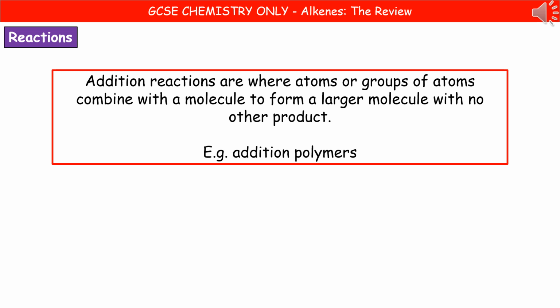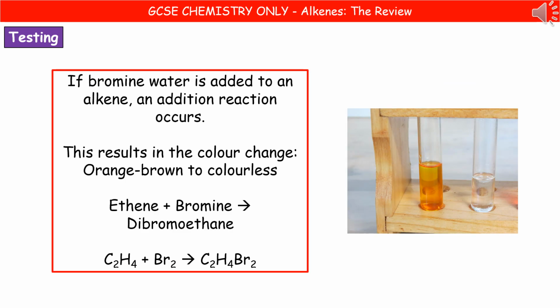And a good example of this is the addition polymers, which we're going to look at in one of our future boosters. One of the things that they could ask you to do is to explain how you can identify whether you have an alkane or an alkene. And the test is quite simple. All we do is we take bromine water, we add it to the mixture, give it a little shake, and we look at the colour change.